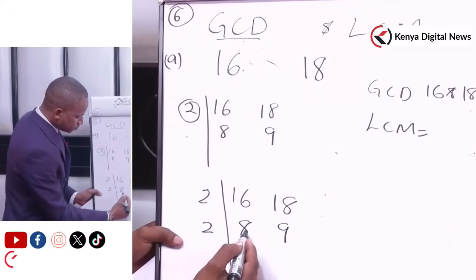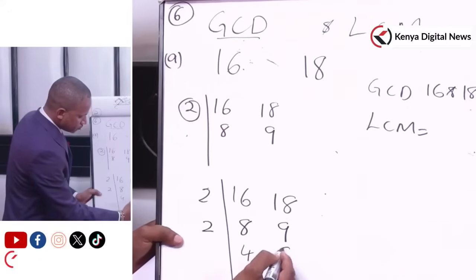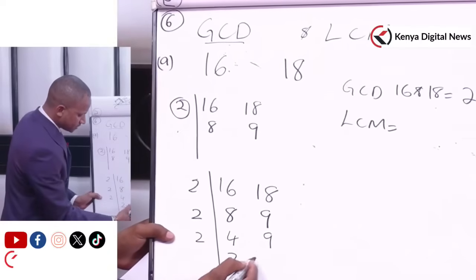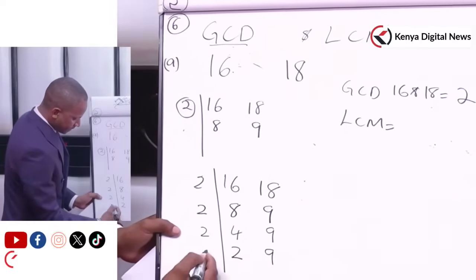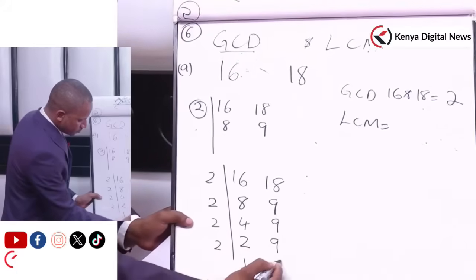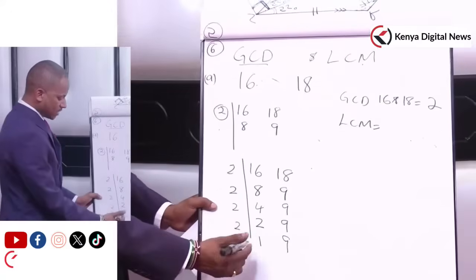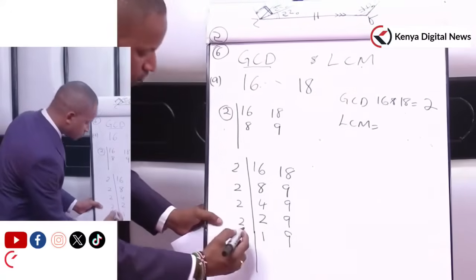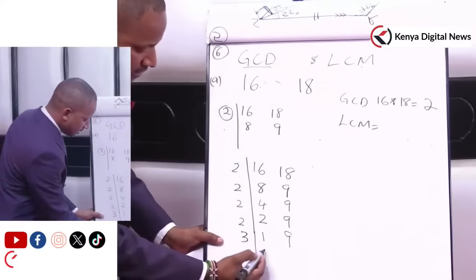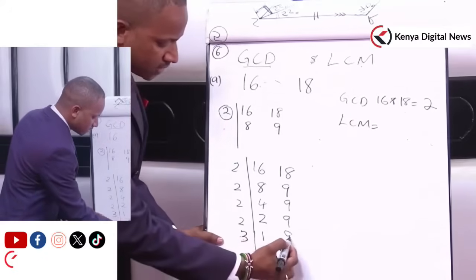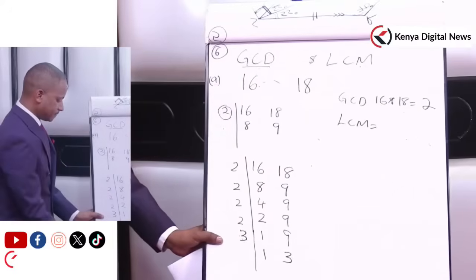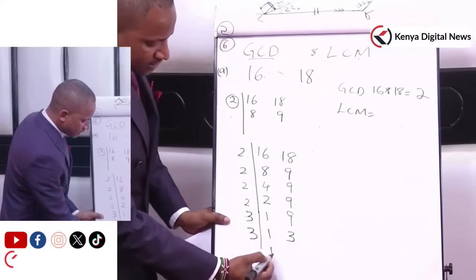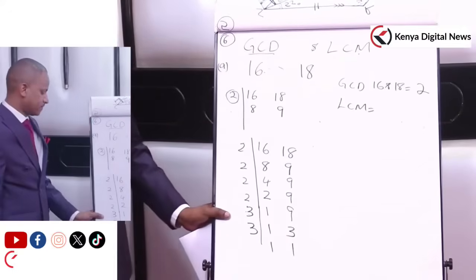So 2 goes into 8 4 times. You drop 9 down. Then 2 goes into 4 twice. You drop 9 down. Then 2 goes into 2 once. You drop 9 down. The moment you remain with 1 here, now 2 can go into 9, but there will be a remainder, so you avoid it. You go to the next number, which is 3. 3, this one is still 1. 3 goes into 9 3 times. Can we still lose another number? Yes, 3. 3 goes into, this one is 1 again. 3 goes into 3 once.